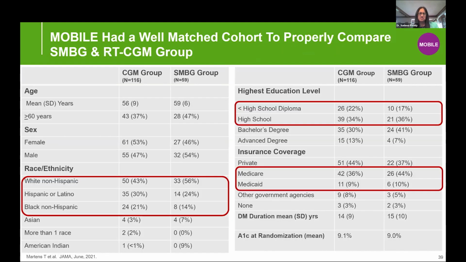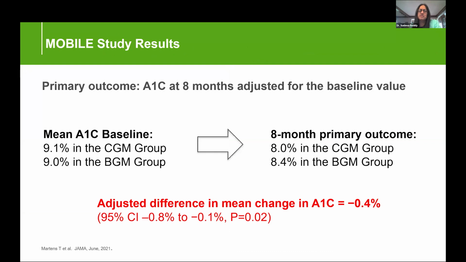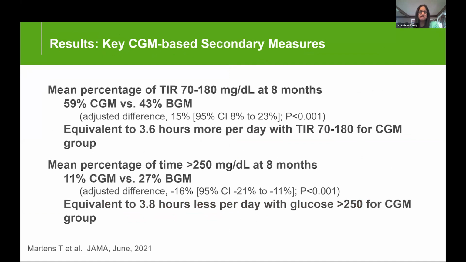And it was a pretty diverse group in terms of ethnicity. You had 43% white non-Hispanic, 30% Hispanic or Latino, 21% Black non-Hispanic, different education levels, and different insurances. So a diverse group of patients. And the primary outcome was the A1C at 8 months. The baseline A1C in the CGM group was 9.1%, 8% at 8 months, and the adjusted difference was 0.4%. And when you look at the time in range of 70 to 180, it was 59% in the CGM group versus 43% in the blood glucose monitoring group.